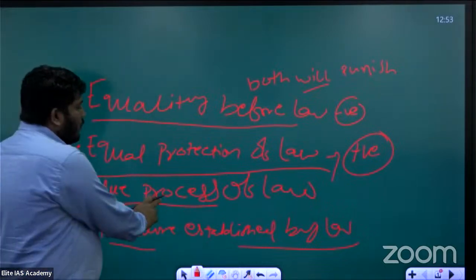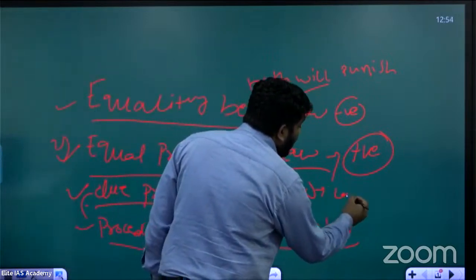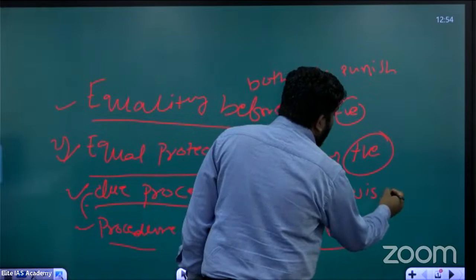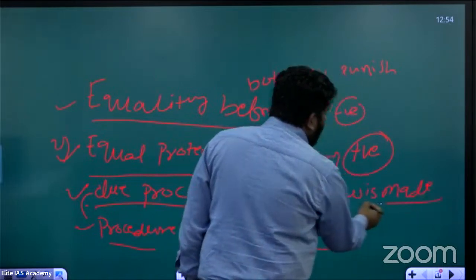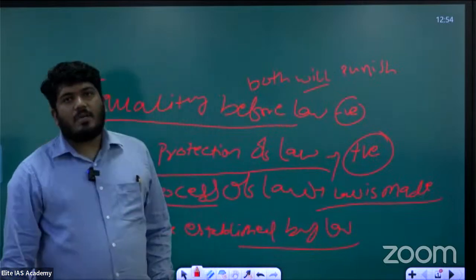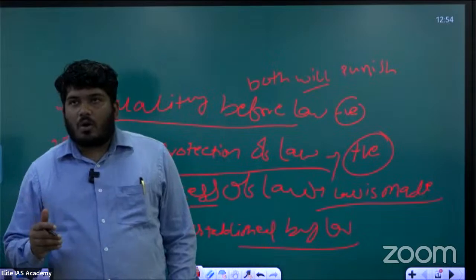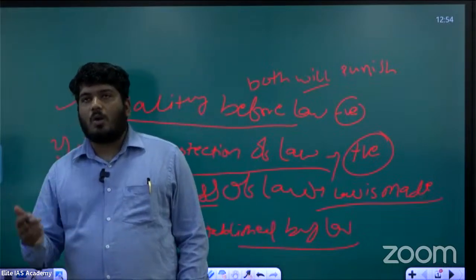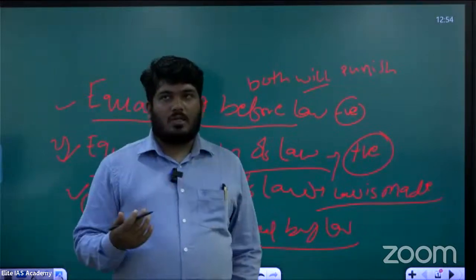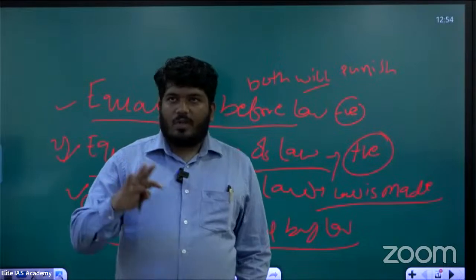What does due process of law say? That means if a law is made on something, it has to be judged whether due process of law has been followed or not. That means you can say whether it is fair or not. Suppose the government tomorrow makes a law that all will be arrested, and the government is following all the procedure through which a law should be made.